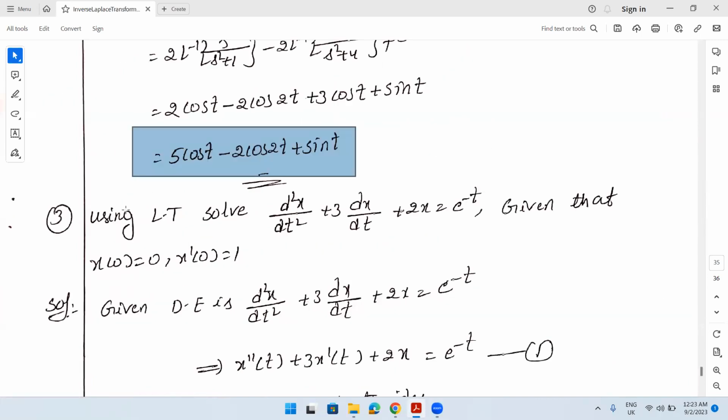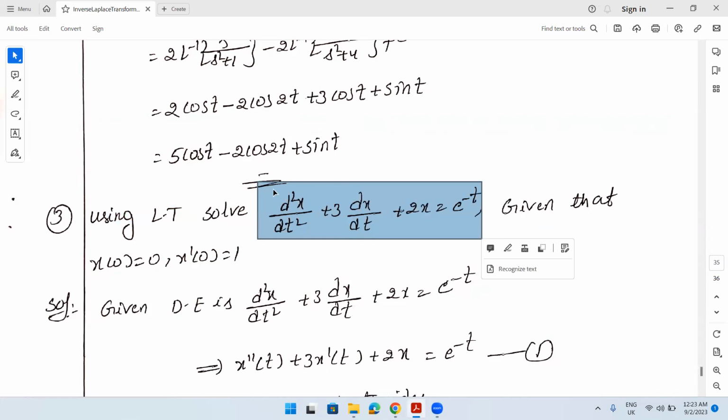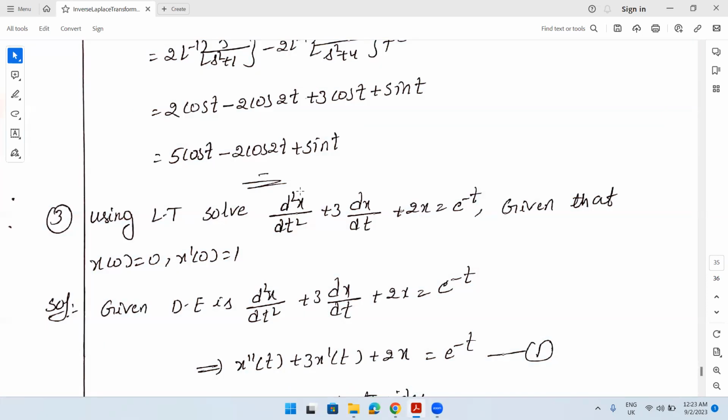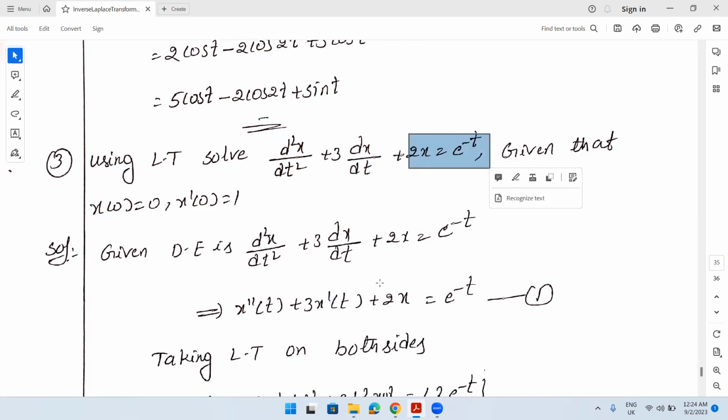Third one. Using Laplace transform, solve d square x by dt square plus 3 into dx by dt plus 2x is equal to e power minus t. Here the dependent variable is x, and the independent variable is t. In the place of y we put x, very simple. So d square x by dt square we write as x double dash, 3 into dx by dt we write as x dash, and 2x is equal to e power minus t.